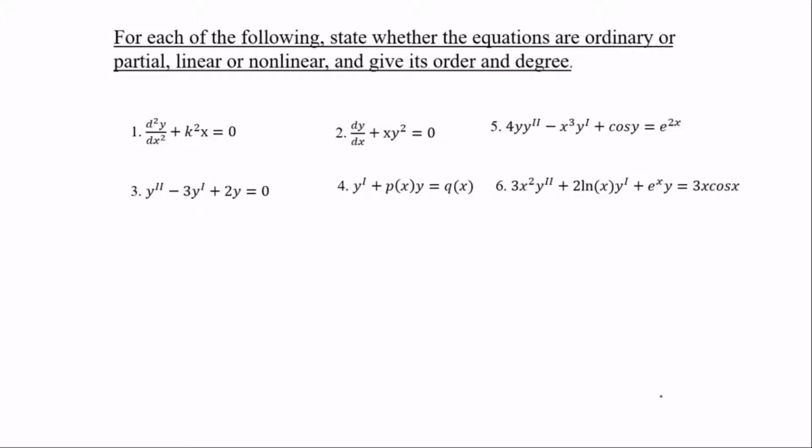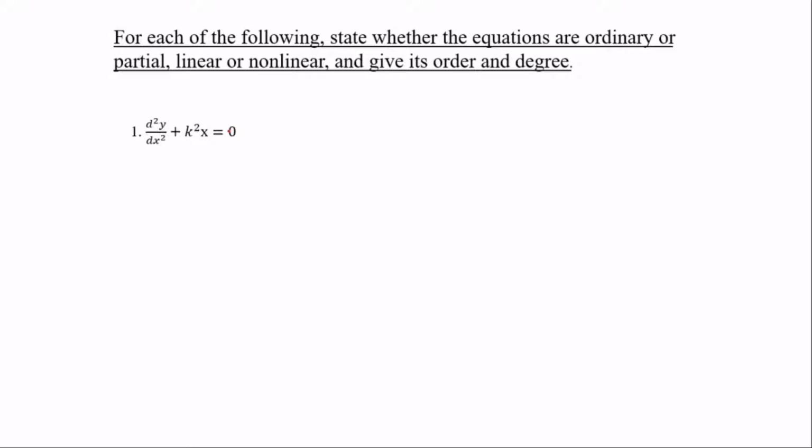So now let's go. We're going to take them one by one. The first one is d²y/dx² + k²x = 0. We are supposed to determine whether this is ordinary or partial, linear or non-linear, and give its order and degree. For an equation to be partial, we have a symbol which represents the partial. So with this, you can know that it's automatically an ordinary differential equation.